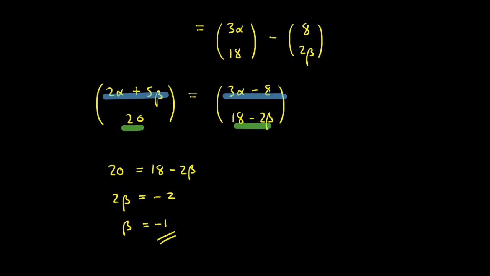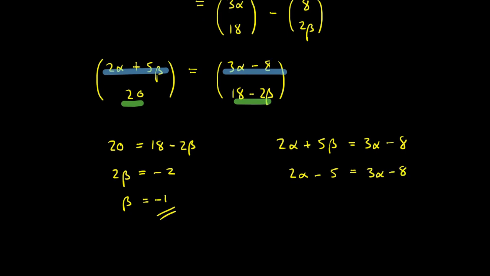Then if I take the first row, I get that 2 alpha plus 5 beta is equal to 3 alpha minus 8. And of course, we know that beta is negative 1, so this is 2 alpha minus 5 is equal to 3 alpha minus 8. I will bring the 2 alpha to the right-hand side, so that's alpha, and I add 8 to both sides, that's 3. So alpha is equal to 3, and that should be our answer.